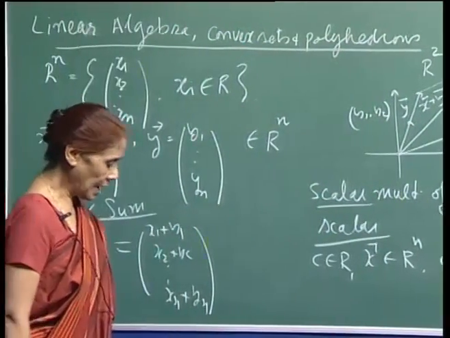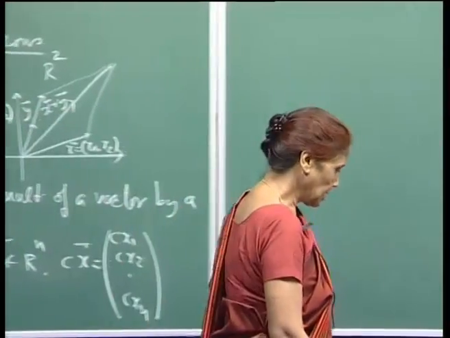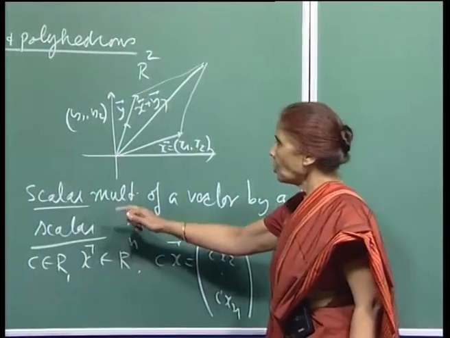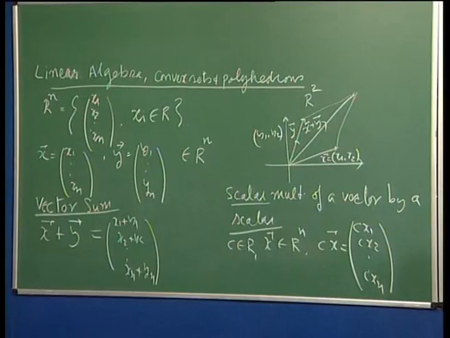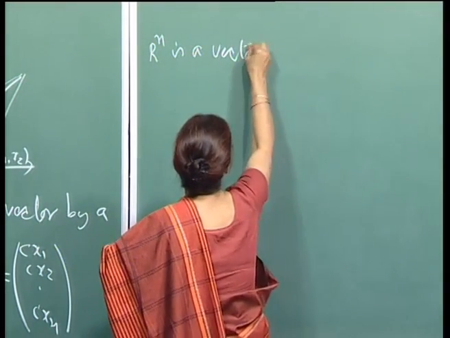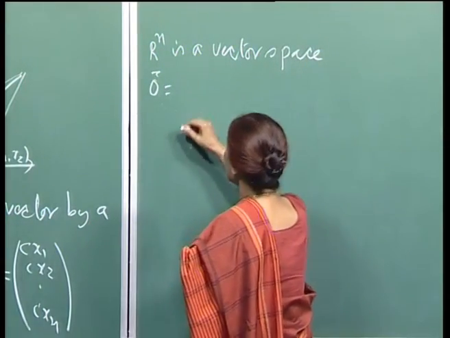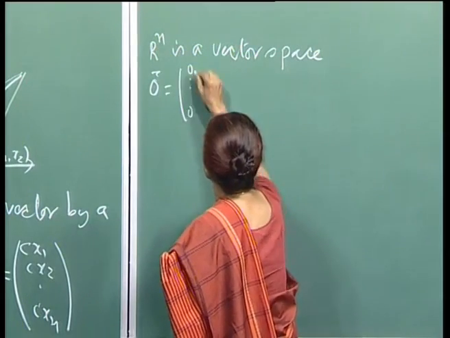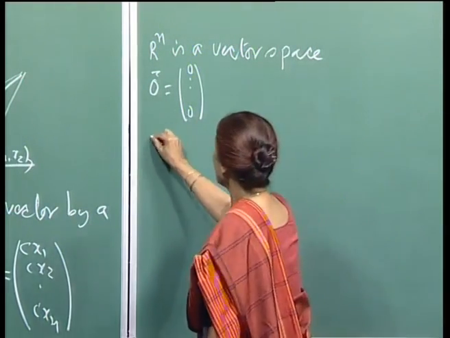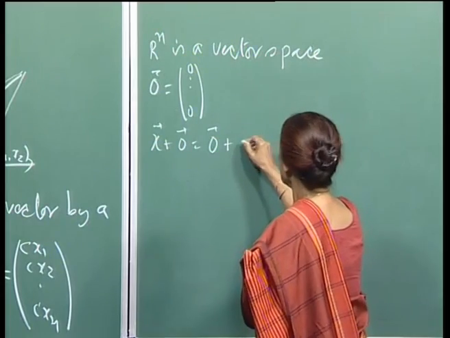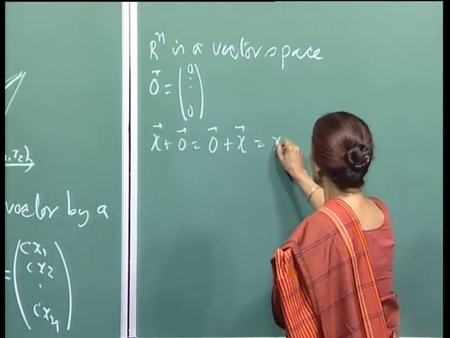These are the two operations, and even though I will not use the concept of vector space very often, we say that when you define these two operations, vector sum and scalar multiplication, on this collection of n tuples, then Rn becomes a vector space. The 0 vector belongs to it, because the 0 vector has all components 0, and if you add the 0 vector to x, the result is equal to x.